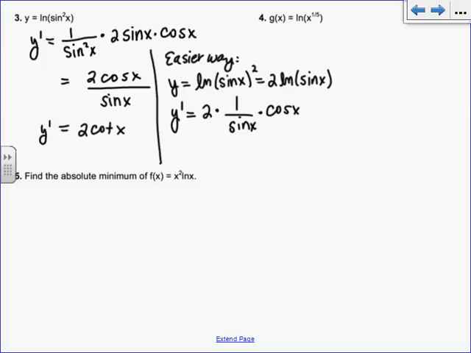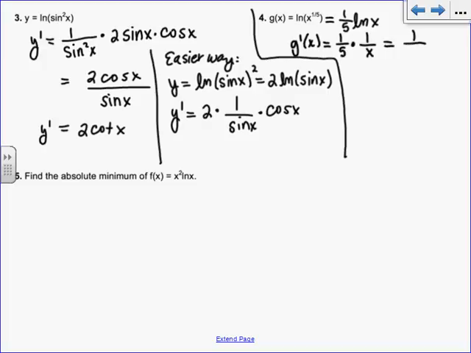Okay, so that one didn't save a ton of time, but there are going to be ones that are much more difficult that will save some time. So let's use that on this next one. Before I start the problem, I rewrite. So instead of doing natural log of x to the 1/5, I'm going to rewrite it as 1/5 times natural log of x. Now when I take the derivative, I have 1/5 times the derivative of natural log of x, 1 over x. So our final answer is 1 over 5x.